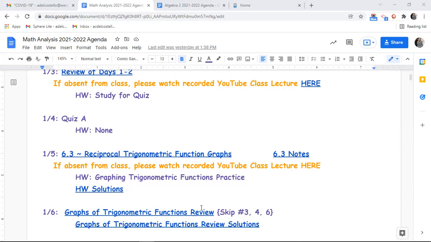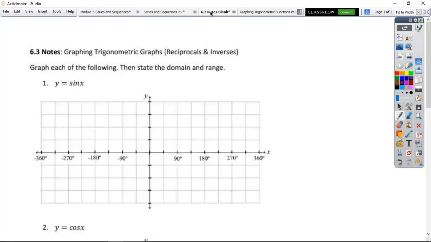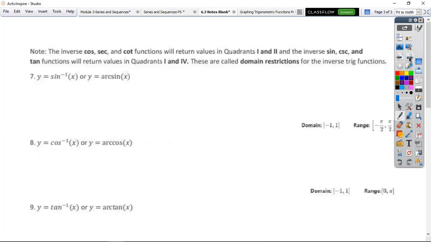Over to your document that says 6.3 at the top. And again, just to repeat that, we're going to do this first page. We're going to do the second page. Page 3, you can rip that out and throw it away. So again, we are not doing those inverse trig functions. We are only going to look at just your reciprocal, okay? The inverse ones you will see next year when you take calculus anyways.